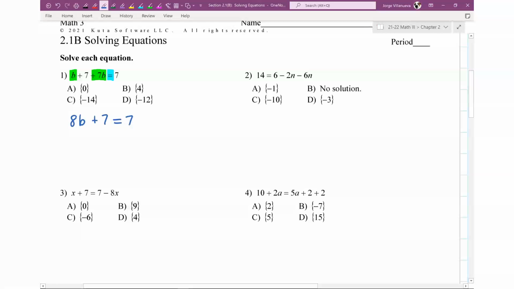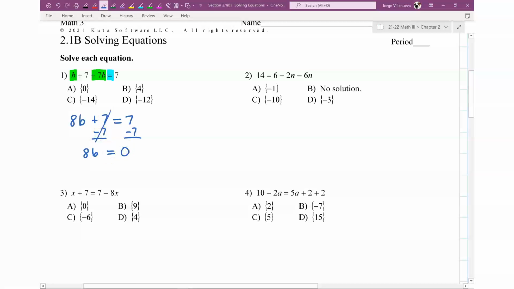Now we have an equation with only one variable, so this is what we consider algebra 1 at this point. We have to get the variable b by itself. You see that plus 7 next to it? Let's get rid of it. Let's subtract it on both sides. Once we do that on both sides, remember that's called balancing an equation. You're left with 8b, because this will cancel, equals 7 minus 7 is 0.